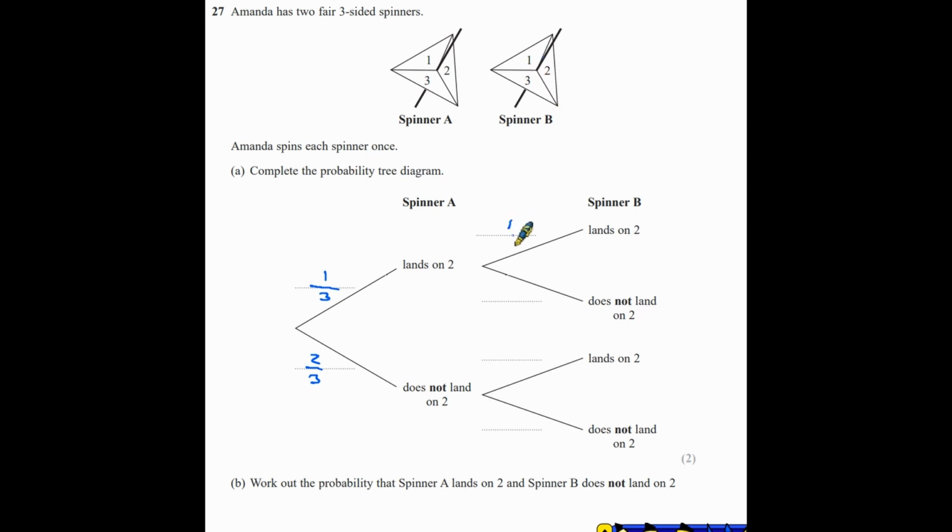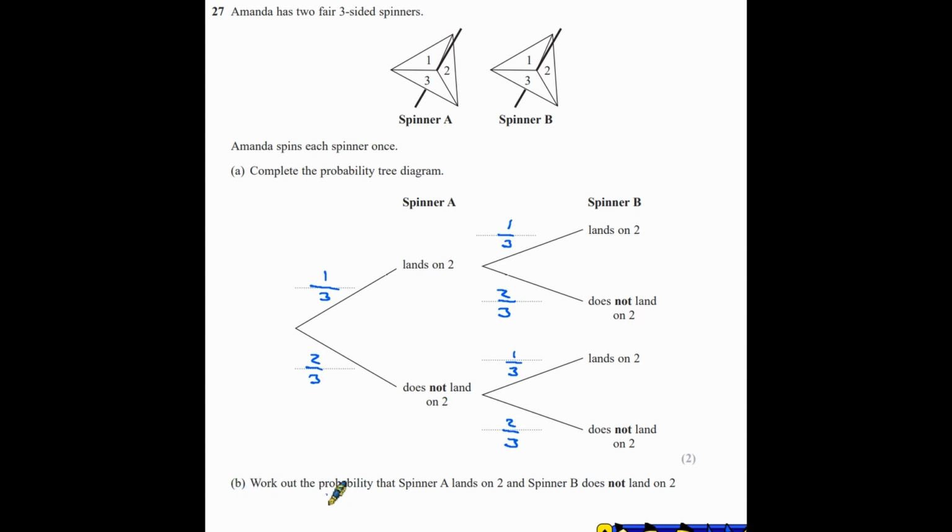It is 1 side out of the 3. And the probability that it does not land on 2 is 2 out of 3. Spinner B is the same on the bottom half of the tree here. The probabilities are not changing. So the probability that it lands on 2 is 1 out of 3. And that it doesn't land on 2 is 2 out of 3. So that completes the probability tree for the first part of the question.